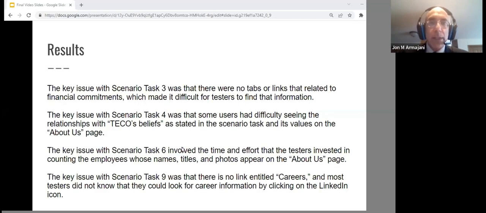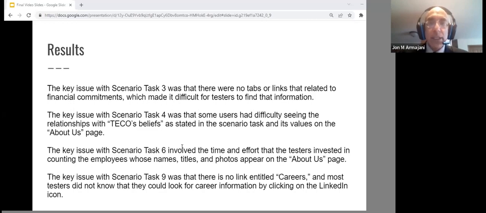Results. Overall, participants were able to complete some tasks without difficulty. However, participants encountered several issues which are fully explained in this report. The scenario tasks which caused users difficulty are the following. Scenario task 3. This task asked users to locate information about TECO's financial commitments. The key issue with scenario task 3 was that there were no tabs or links that related to financial commitments, which made it difficult for testers to find that information.